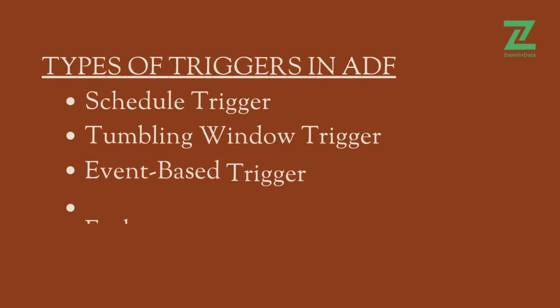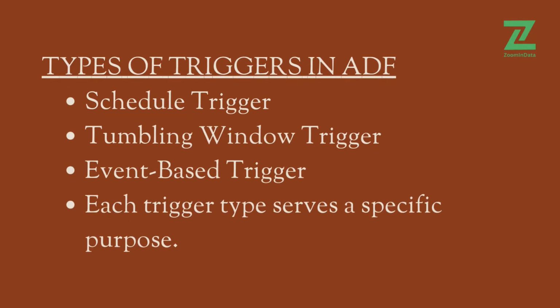Azure Data Factory provides three main types of triggers. These are schedule trigger, tumbling window trigger, and event-based trigger. Each trigger type serves a specific purpose and is used based on the data processing requirement. Let us understand each trigger type in detail.